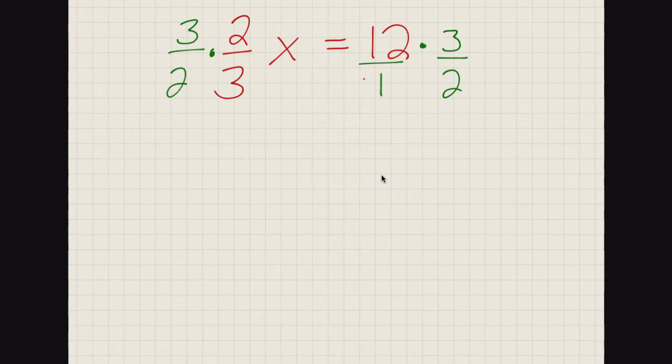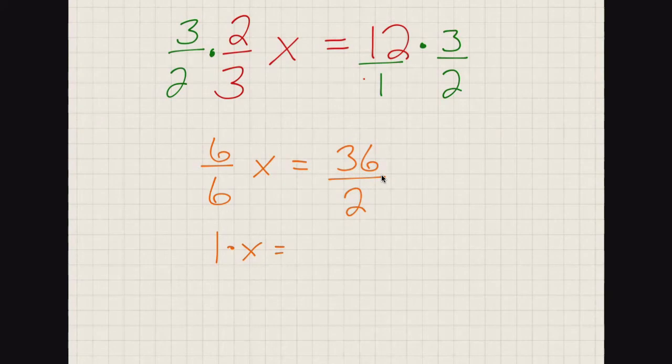Now, what happens to the 3 halves times 2/3? It becomes what over what? It does become 1, but for the 1, it becomes what over what? 6 over 6. Okay, so really we get 6 over 6 times x equals 12 times 3, 36, and that'll all be over what? 2. Okay, 6 over 6 is really 1. So in theory, this is 1 times x equals, what's 36 divided by 2? 18. And so really this is just x equals 18.